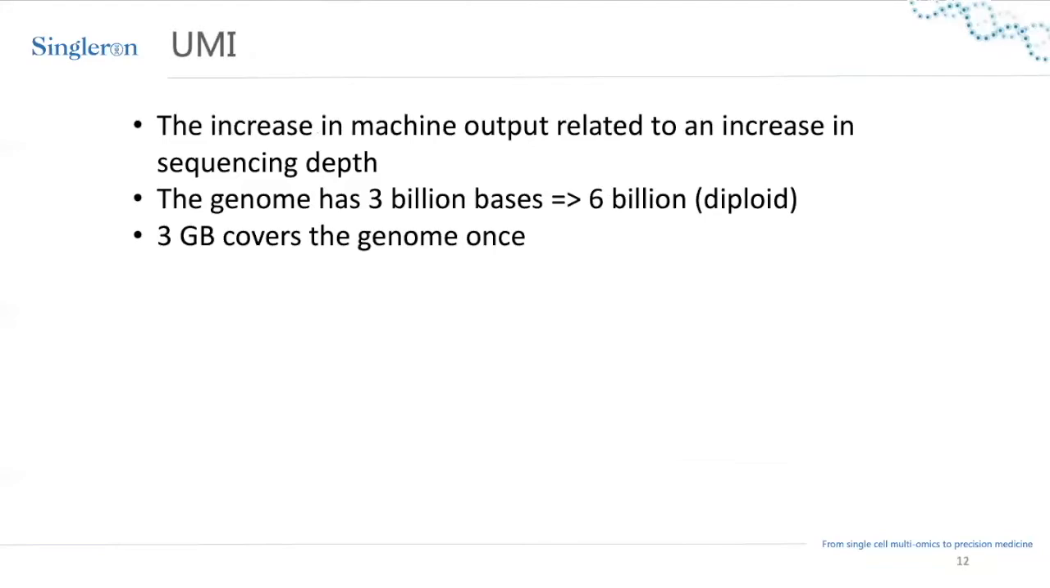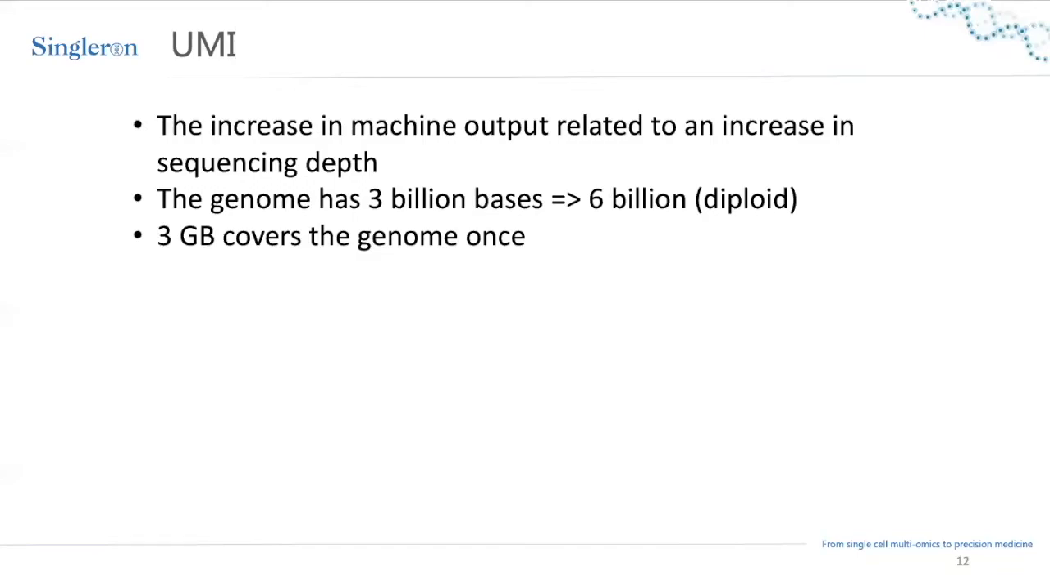So if we go to the UMIs in this case, so the barcodes, let's say roughly equal a cell. UMIs equal a transcript or a unique transcript. So this is what UMI stands for. It's a unique molecular identifier.